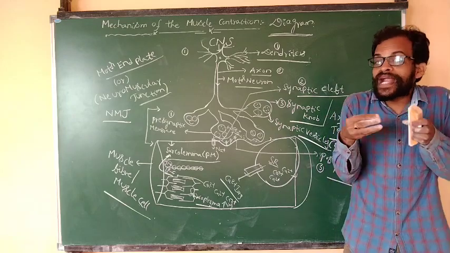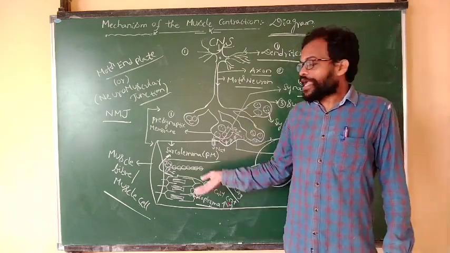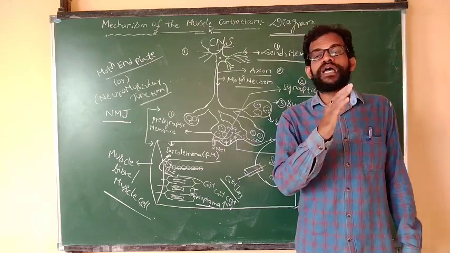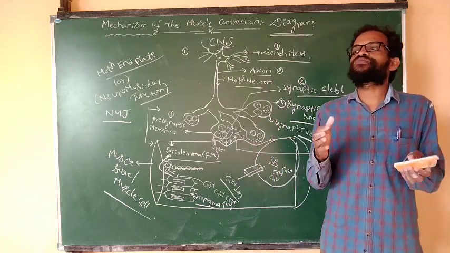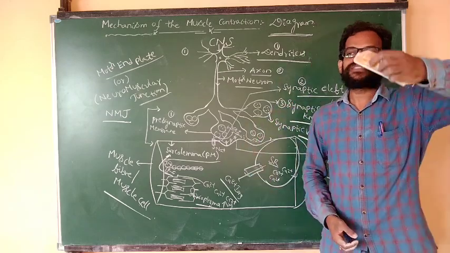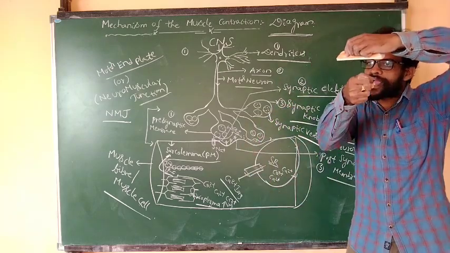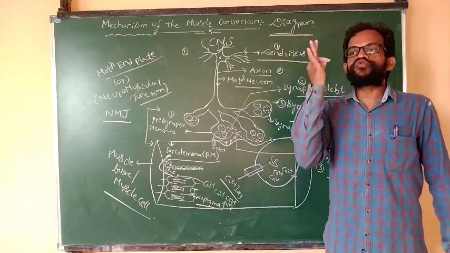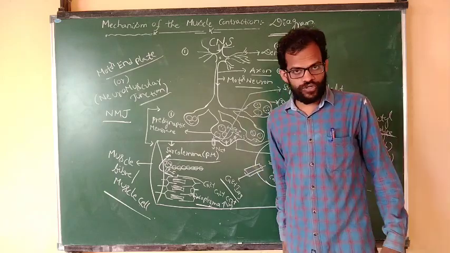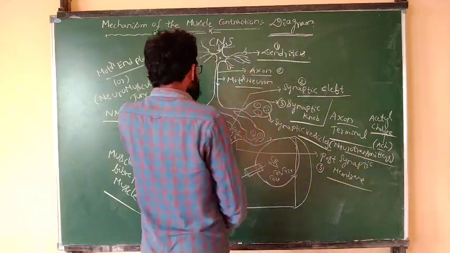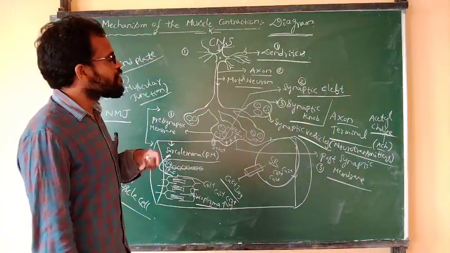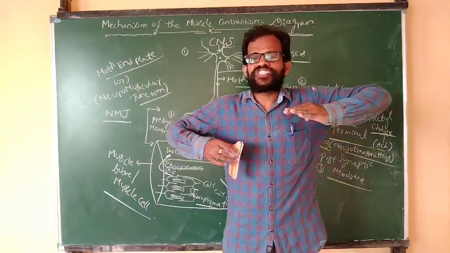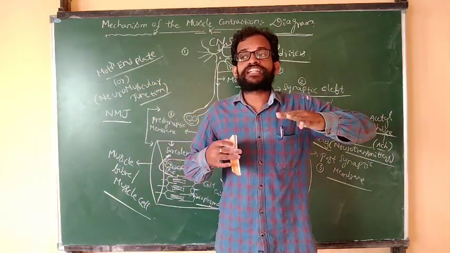The calcium binds with troponin C. Whenever they bind, the tropomyosin-troponin complex moves forward. Whenever it moves forward, the active site of the actin is exposed. The active site of the actin binds with myosin, forming the cross bridge during the muscle contraction. This is a diagrammatic representation of the muscle contraction. During the muscle contraction, the actin filaments slide over the myosin.